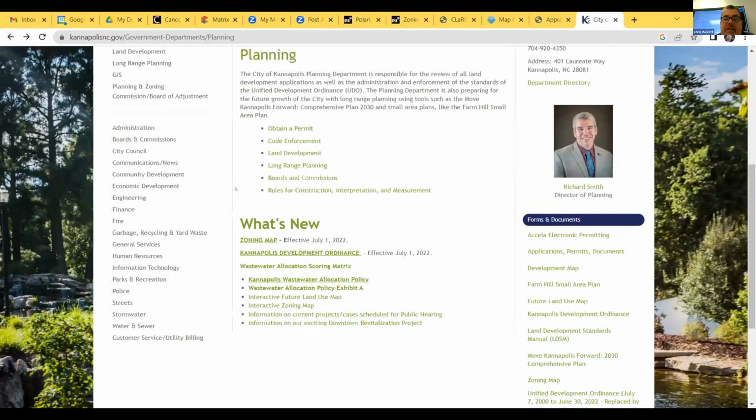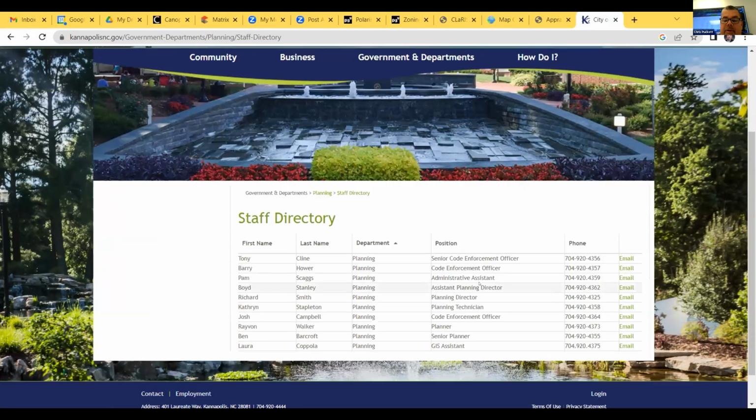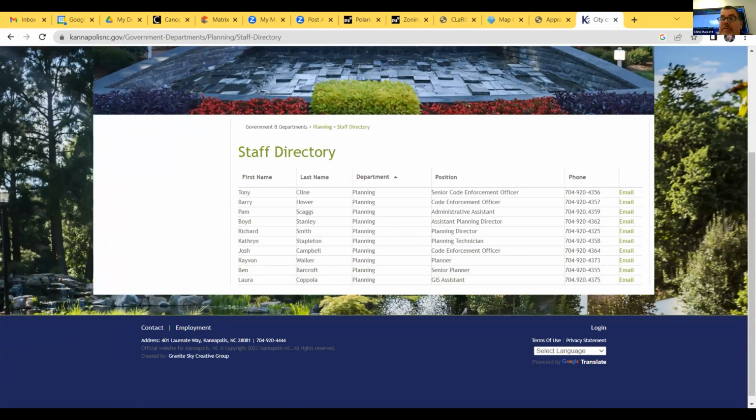So I would always, if I can't find my answer in here, and this is taking a lot of searching, go to the department directory and find somebody to email. And over to the left, or the right, you will see emails. So I highly, highly encourage you to email people, get to know these people in the planning departments. I've never run across one.